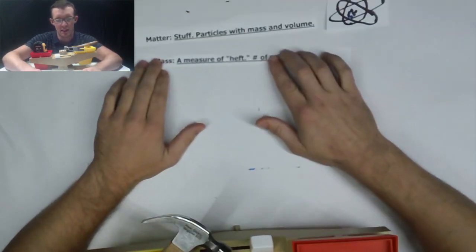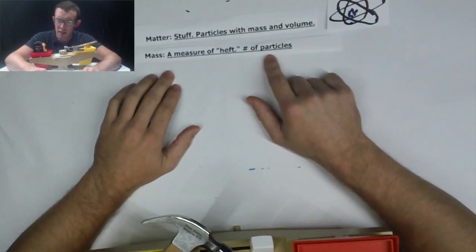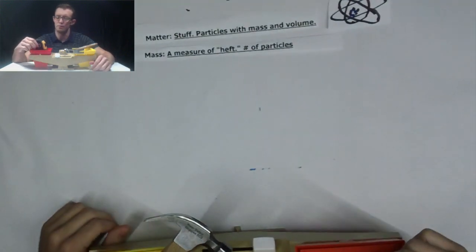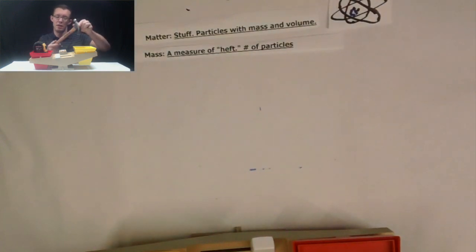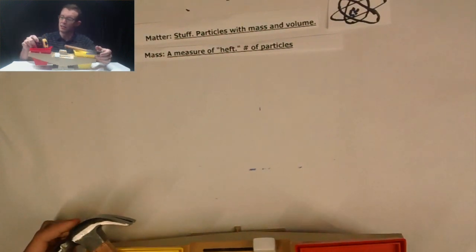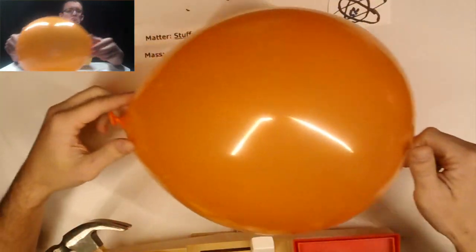The mass of an object is just how much heft it has. And it's equal to the number of particles. More particles means more heft. So something like this hammer has a significant amount of particles, a significant amount of heft and mass. Same thing with this tape measure. Whereas something like a balloon would have a lot less mass, a lot less particles inside of it.